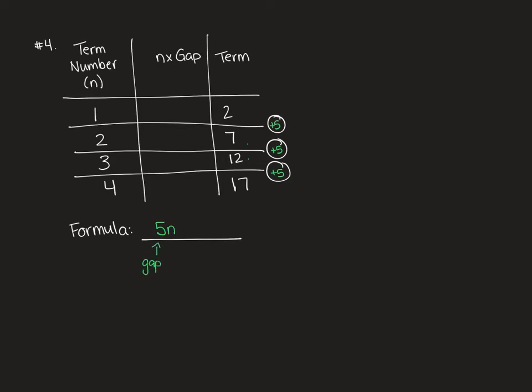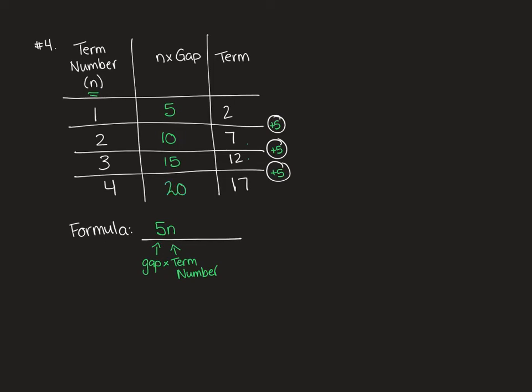The gap times the term number. You see in the chart here, they've put a bracket in to tell you that's what you're putting into your formula. Now we need to figure out our n times the gap. So this formula isn't finished, but this is the first step. So we'd go, okay, 1 is our first n. 1 times our gap of 5 is 5. 2 times 5 is 10. 3 times 5 is 15. And 4 times 5 is 20.